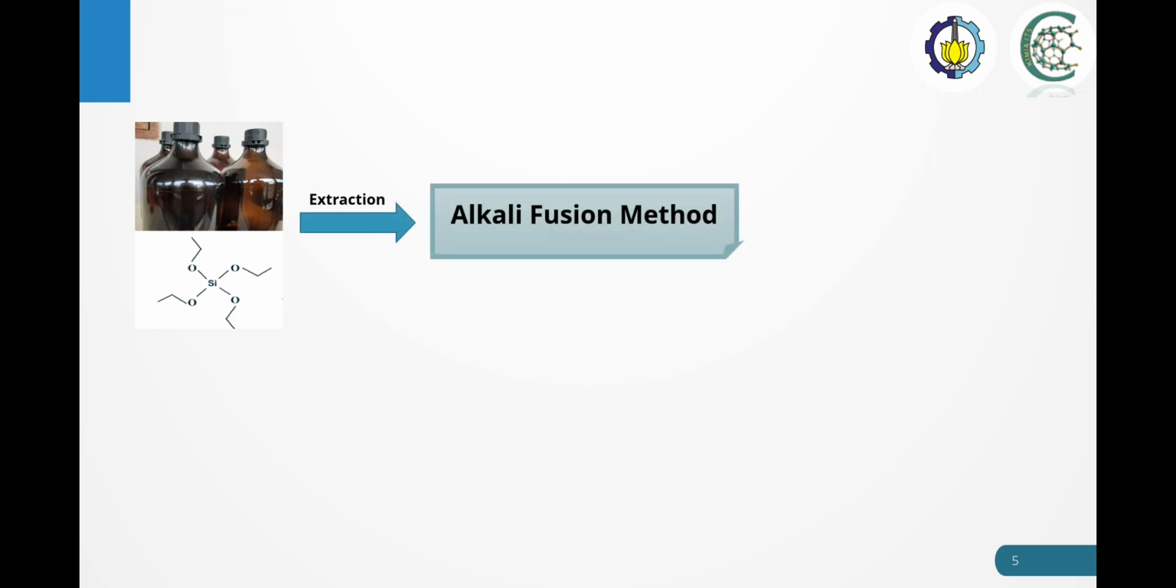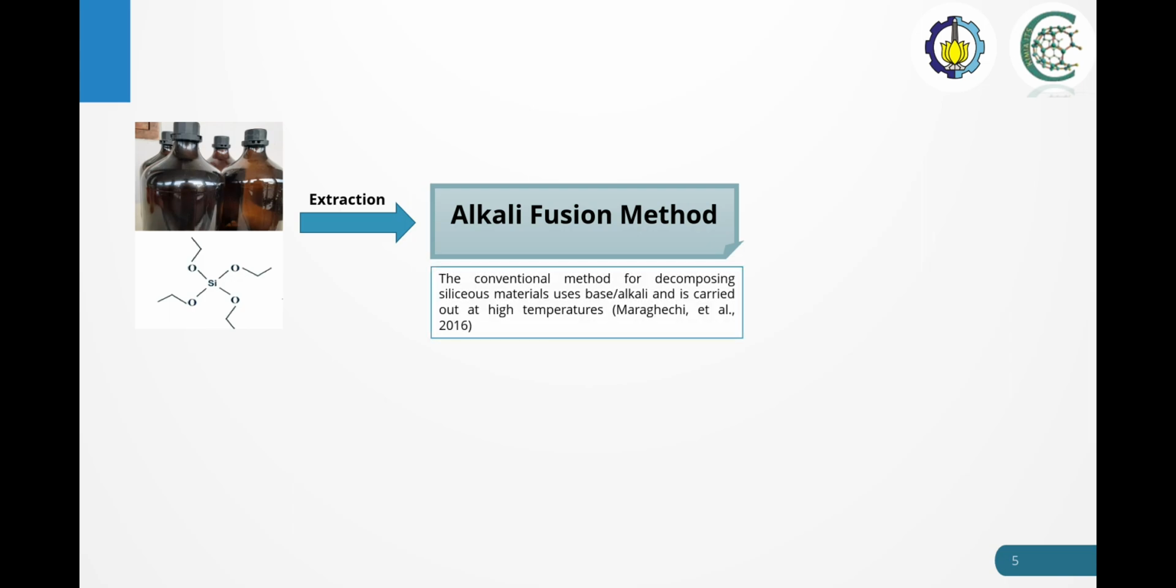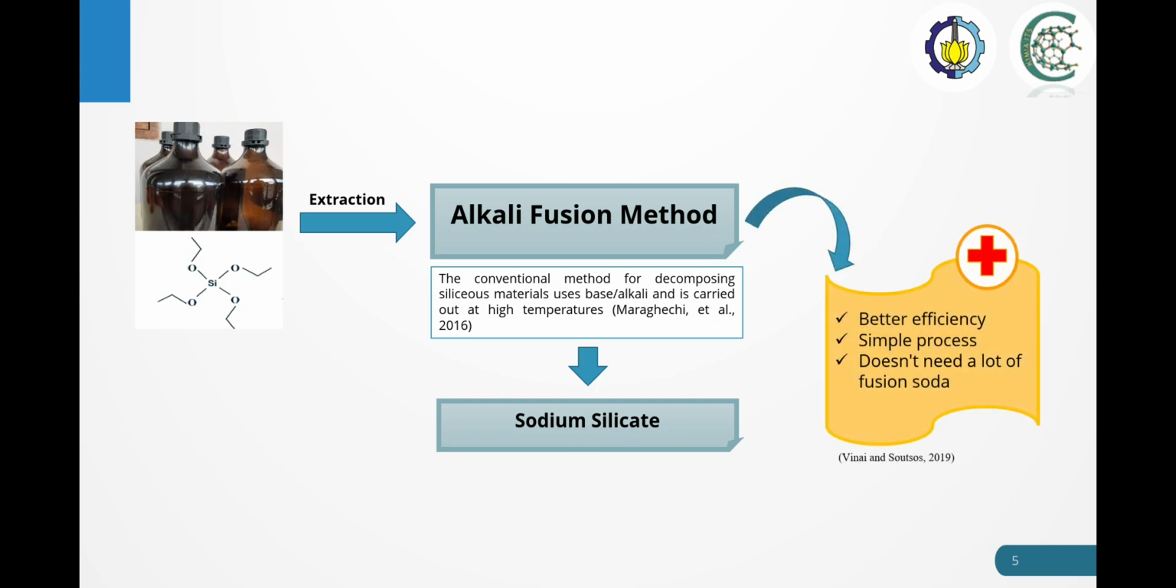Silica present in chemical glass bottle wash can be extracted using the alkaline fusion method. The alkaline fusion method is the conventional method for decomposing siliceous material using base or alkali and is carried out at high temperature, which will produce sodium silicate. The advantages of this method are better efficiency, simple process, and it doesn't need a lot of fusion soda.